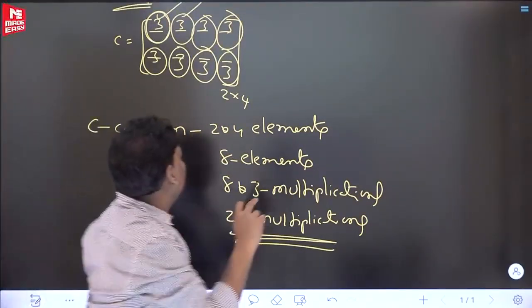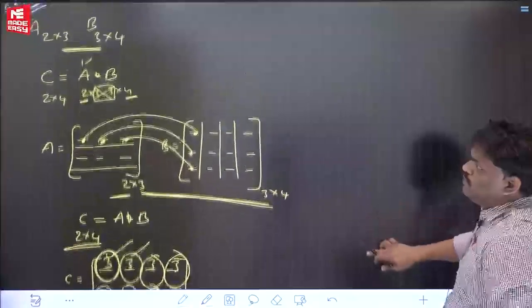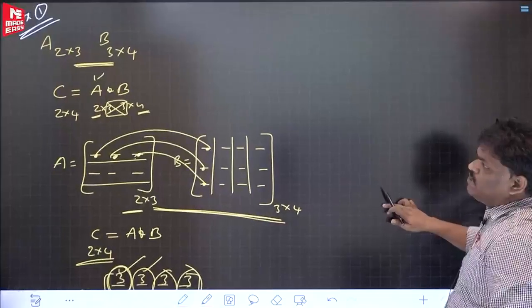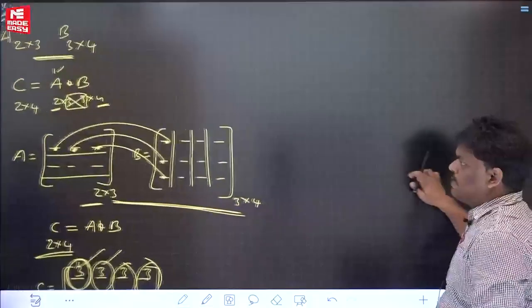I am thinking example 1 you are comfortable, right? This is example 1. So if anyone has a small doubt also, in the further examples you will get more clarity. Right? Let's go to example 2.